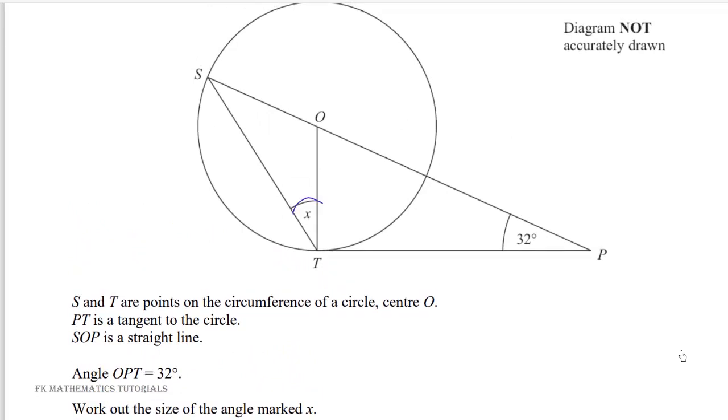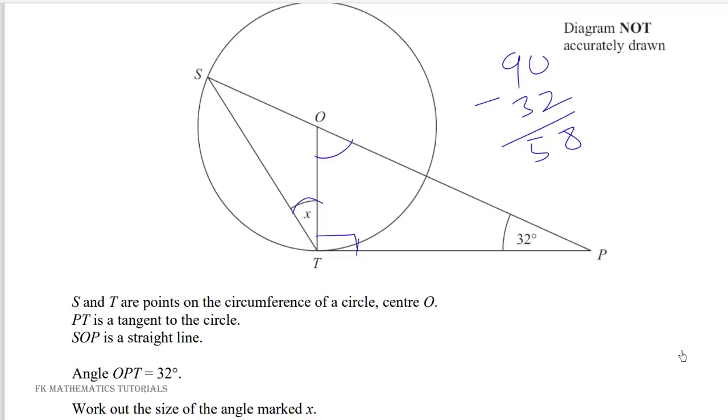So we start from here, from triangle OTP. We know that this angle here is 90 because PT is a tangent and OT is a radius. If that is the case, then we can find the value of this angle. That angle must be equal to 90 minus 32. So 90 minus 32, what will be the answer? So that will be 58.